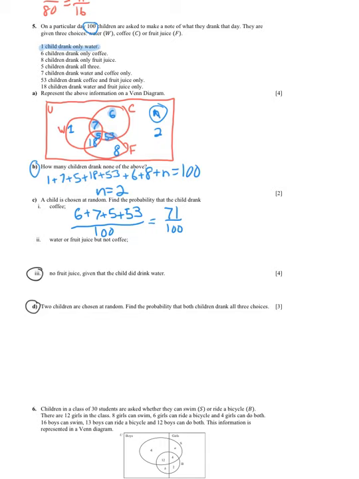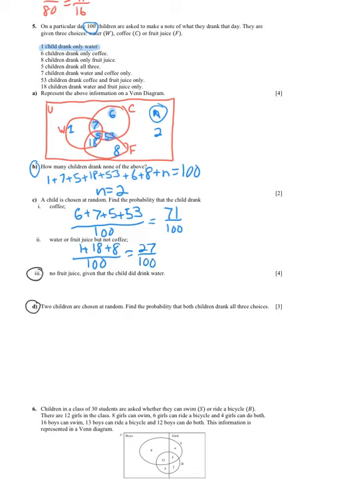And then part 2, water or fruit juice, but not coffee. Okay, so water or fruit juice, but not coffee. So that's 1 plus 18 plus 8 over 100. All right. Because it doesn't necessarily exclude them if they drink both. All right. So that's 9 plus 18. That's going to be 27 over 100.